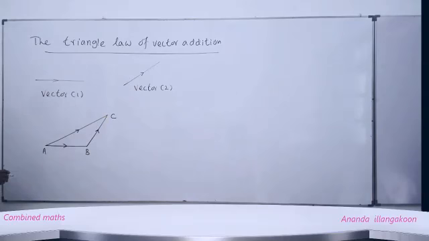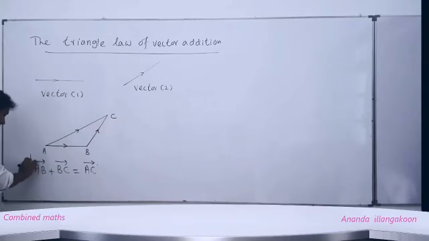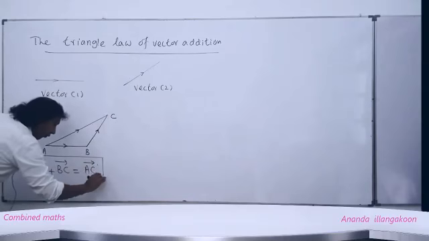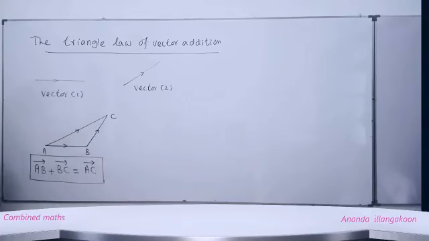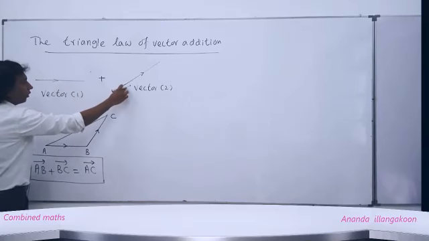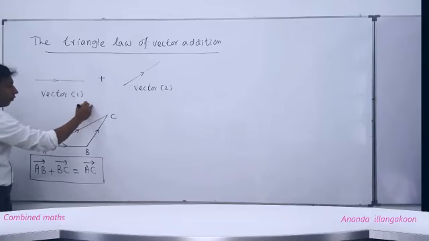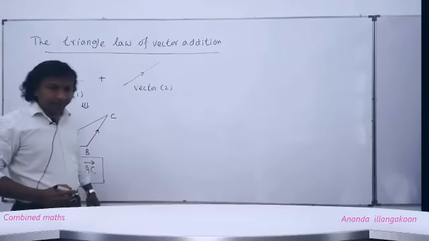So how do we write this? Vector AB plus vector BC is equal to AC. This is called the triangle law of vector addition. Right, people? Then take these: we need to add this vector and this vector. To add them up, what we do is this. We add them up this way. Understand? Take these down, people.